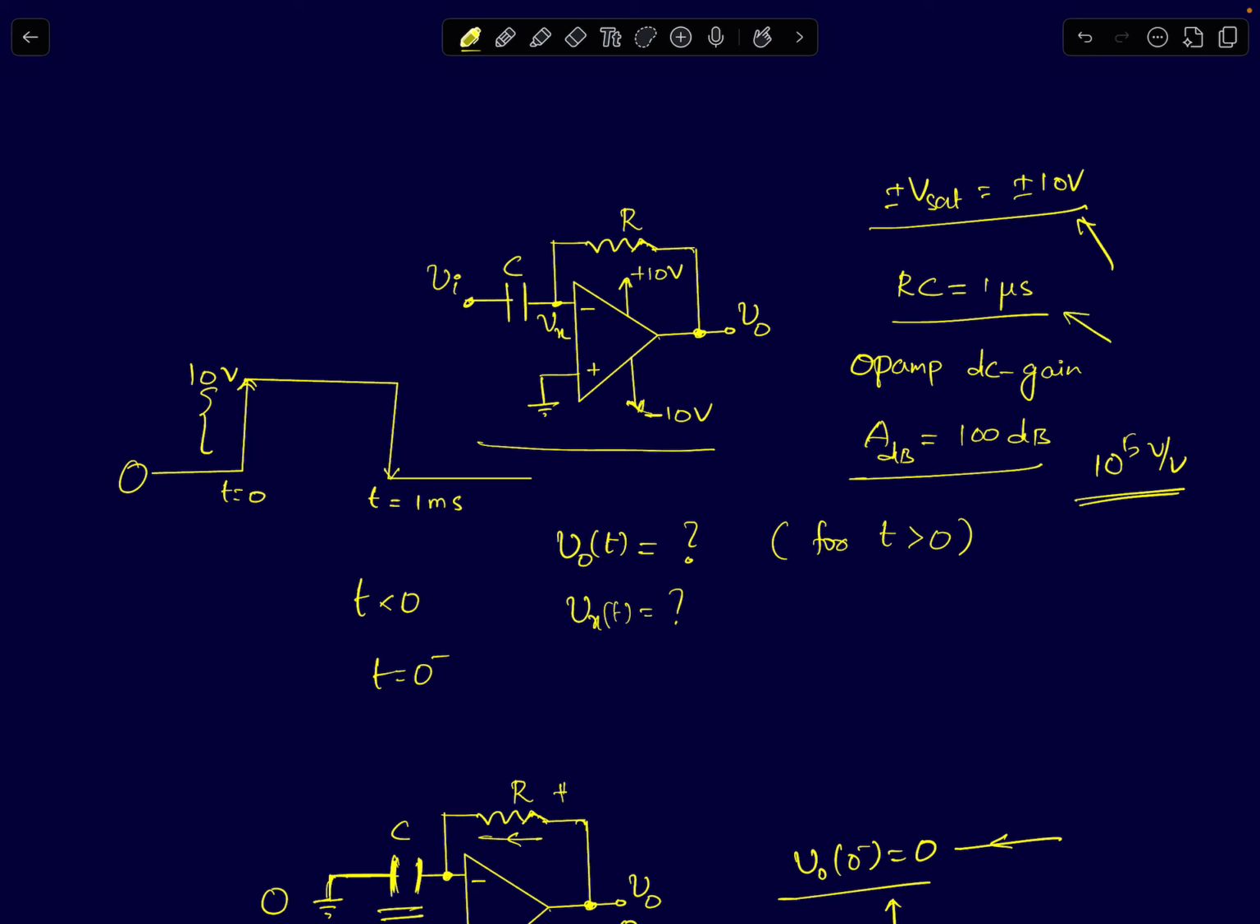The input to this differentiator is a pulse input. A pulse input is nothing but, you can see at t equal to 0, you can treat it like a positive step input. A step input of 10 volts is applied to it, and then at t equal to 1 millisecond, you can treat it like a negative step input.